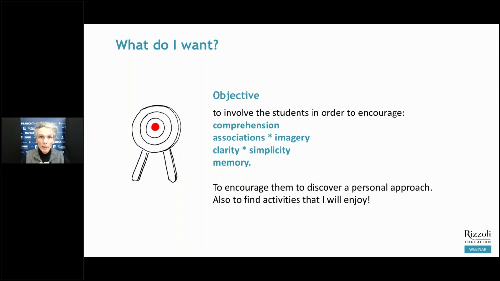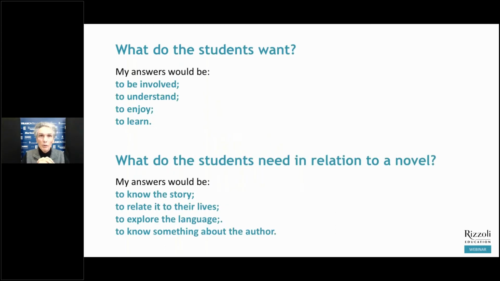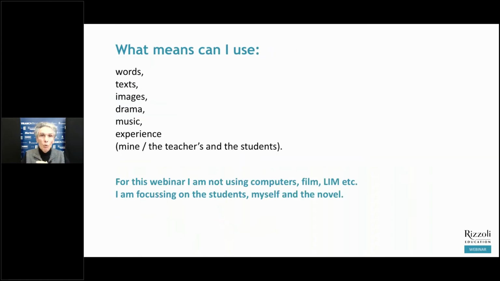To encourage them to explore and discover a personal point of view, but it's also to find activities that I will enjoy. What do the students want? My answers would be to be involved, to understand, to enjoy, to learn. To learn includes the other things. What do the students need in relation to a novel? My answers would be to know the story, to relate it to their lives, to explore the language, to know something about the author.